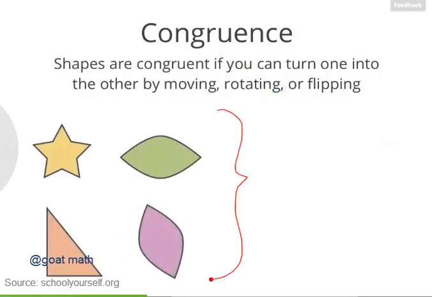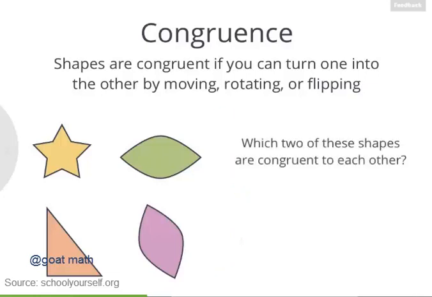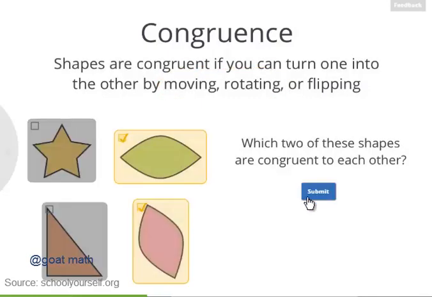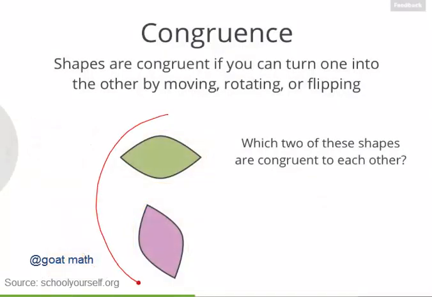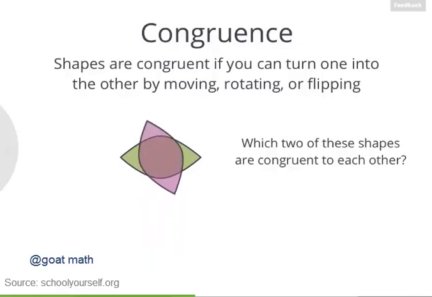Take a look at these four shapes. Which of these are congruent to each other? In this case, which shapes can you turn into one another by moving and rotating them? Exactly, these two shapes are congruent. To show this, we can move this purple shape so it's on top of the green one, and then we can also rotate it so they're aligned. Since we've turned one shape into the other by moving and rotating it, these two shapes are congruent.